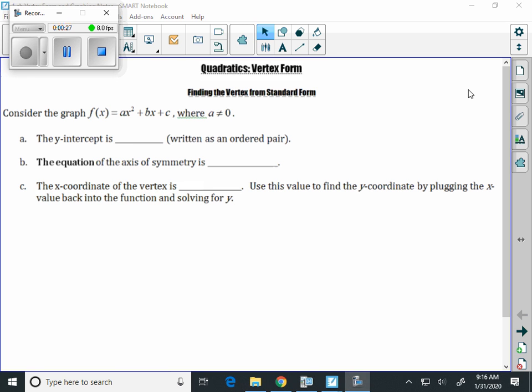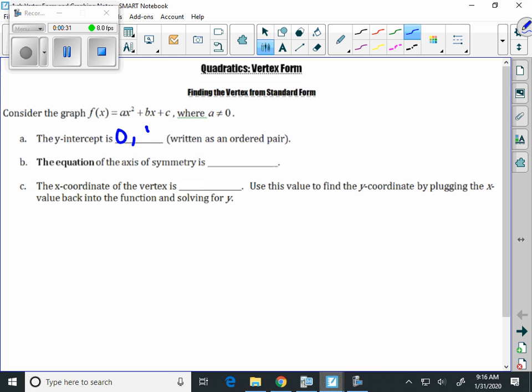The y-intercept of this function is (0, c). So there we have it written as an ordered pair. The equation of the axis of symmetry is a line that goes right through the middle of the quadratic, cutting it in half, so that the right side, when we fold it across that line, will land directly on the left side, or vice versa.